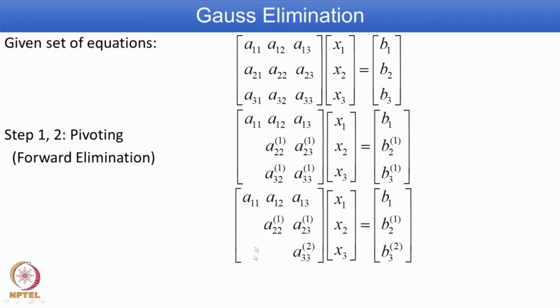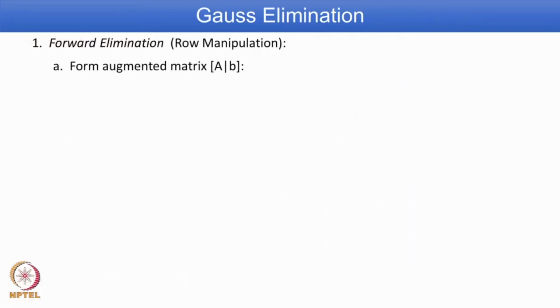Now we can immediately observe that the original coefficient matrix A is reduced to an upper triangular matrix as shown here. The last row corresponds to the unknown x3, and you can immediately get x3. Then we follow what is known as backward substitution in this direction to get x1. So, in forward elimination we do row manipulation.